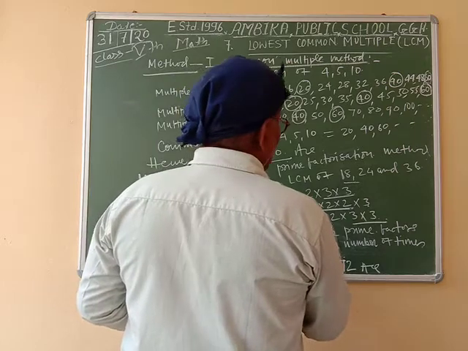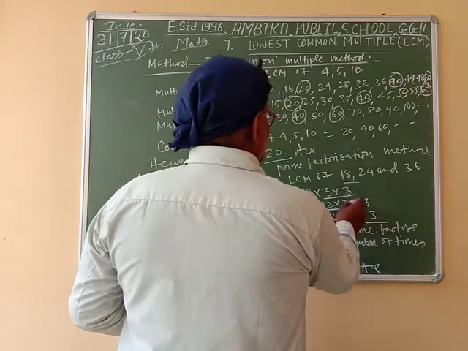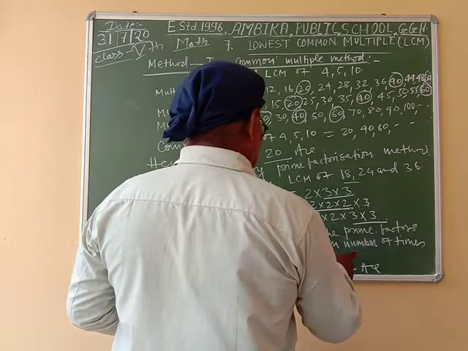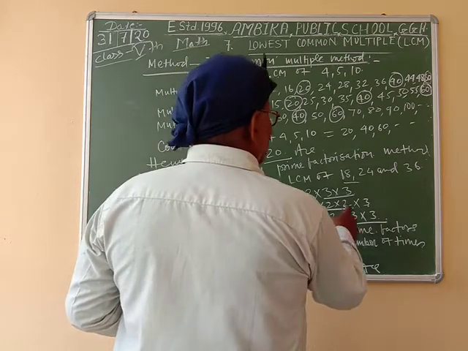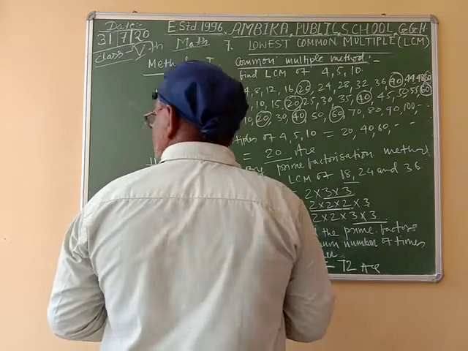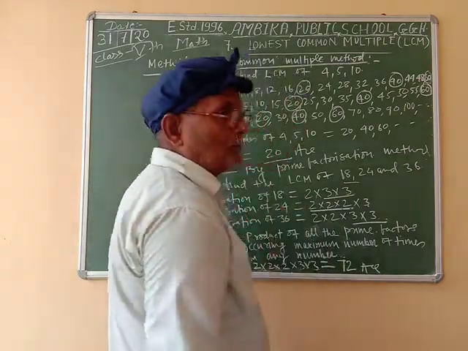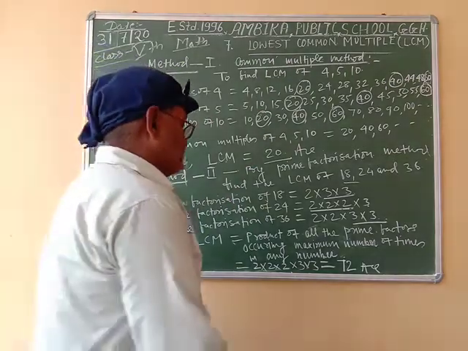LCM will be 2 into 2 into 2. Maximum number of times 2 occurs and maximum number of times 3 occurs. So LCM will be 2 into 2 into 2 into 3 into 3 is equal to 72.